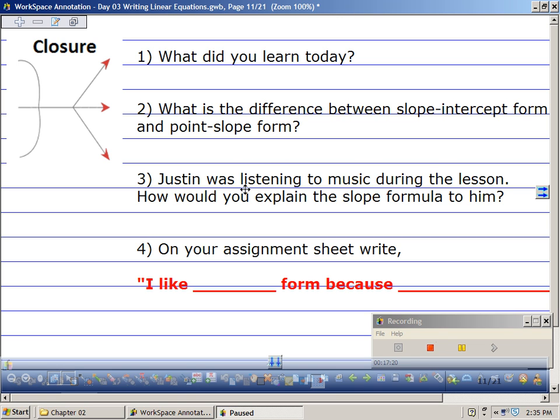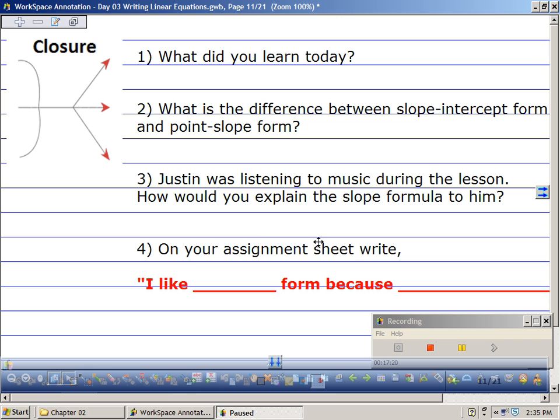Justin was listening to music during the lesson. How would you explain the slope formula to him? We did this yesterday. No, slope formula. Finding slope. I heard it. Who said it? Change in y over the change in x.